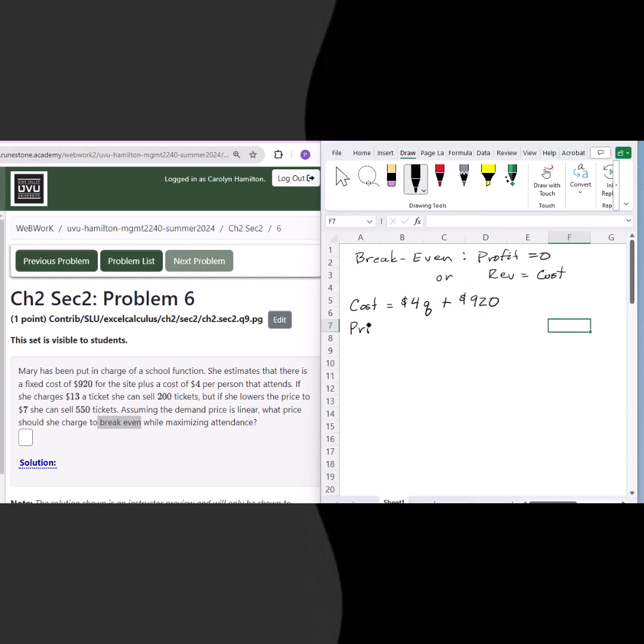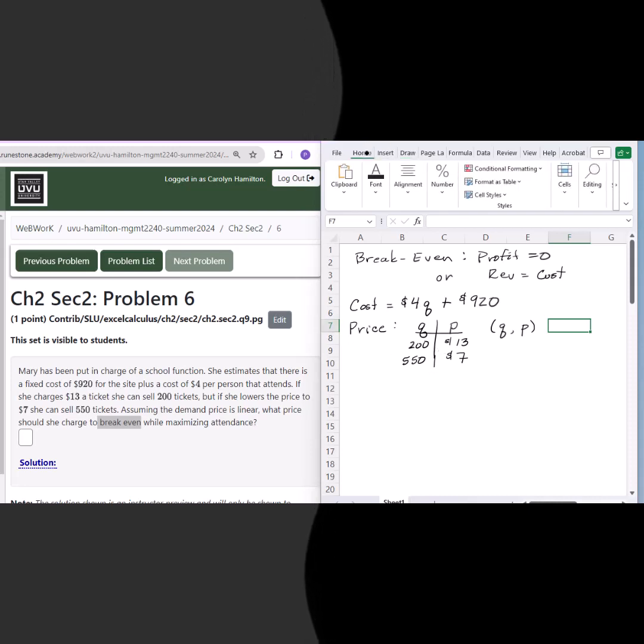For the price function, what I have is data. So I know that for price, if Q is 200 people, price was $13. And at Q of 550, the price is $7. And you might be asking, well, why are you writing the quantity on this side? Because quantity goes in the first coordinate, price goes in the second coordinate. We could use algebra and find the equation. That's what we did in the first chapters. But we can also use Excel.